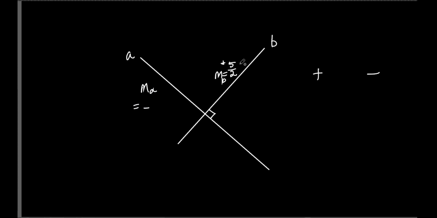And then we're going to take the inverse or the reciprocal. What's the reciprocal of 5 over 2? It's 2/5, 2 over 5. So that's what's true about the slopes of two lines that are perpendicular to each other. Okay? The signs are different.